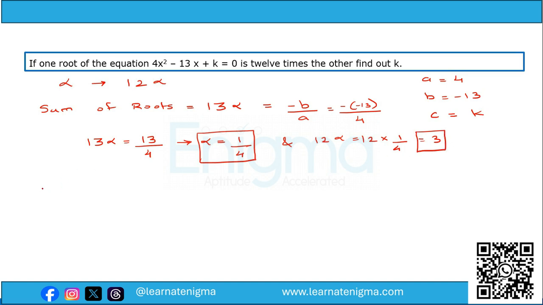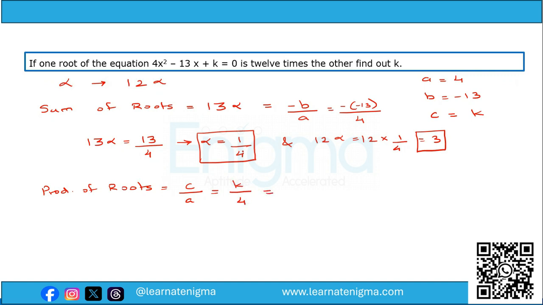Now we have the product of roots as c upon a. So as per definition, it will become k upon 4.